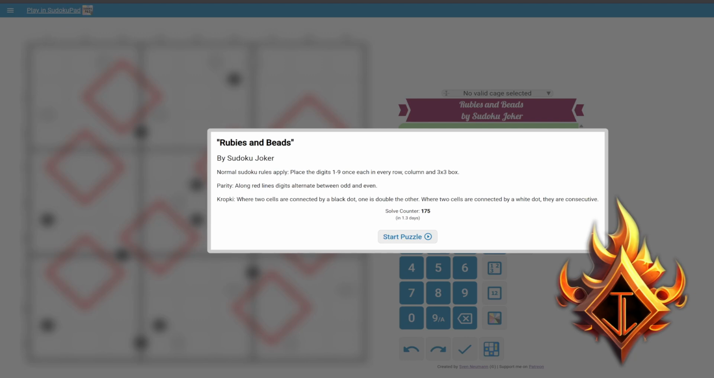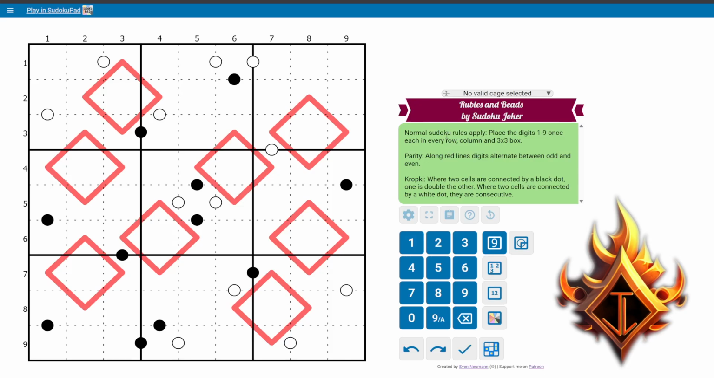It's called Rubies and Beads. And we have normal Sudoku rules applying. That should be 1 to 9 in every row, column, and 3 by 3 box. Along red lines, digits alternate between odd and even. Where two cells are connected by a black dot, one is double the other. Where two cells are connected by a white dot, they are consecutive.